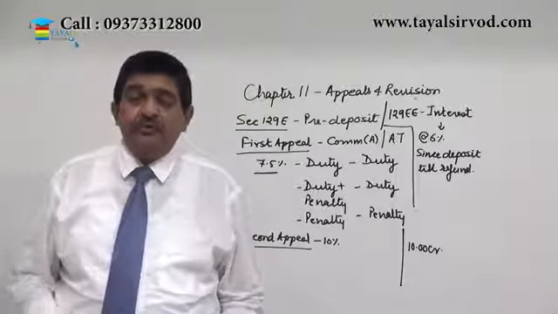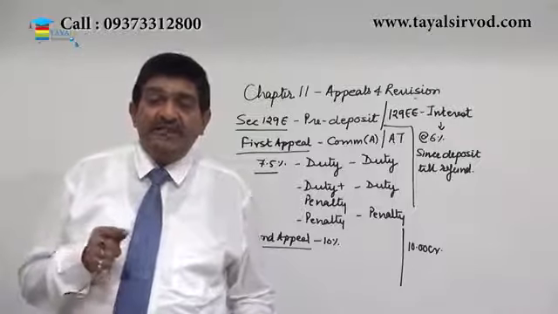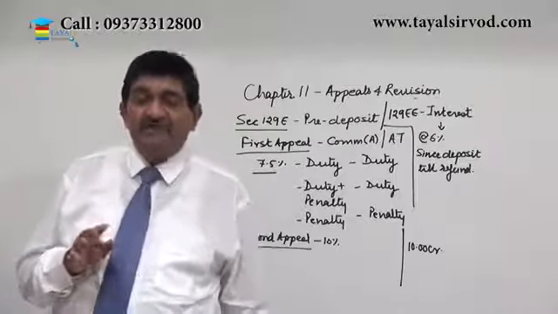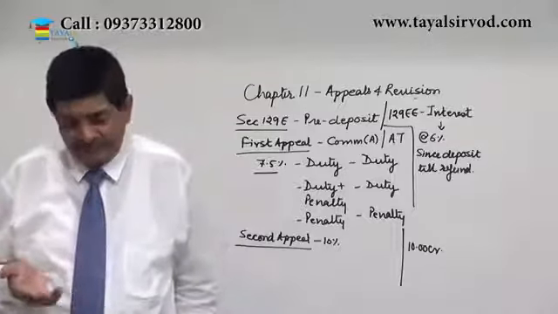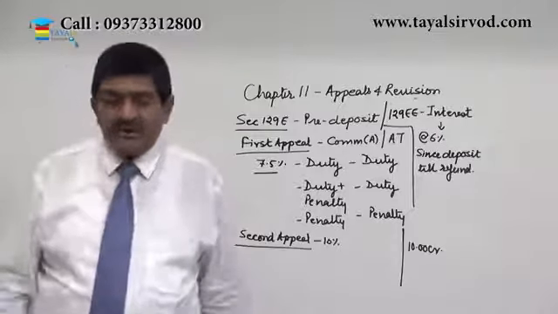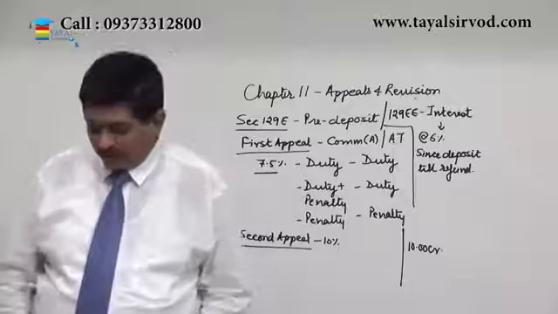Now we'll proceed to when the appeal is filed by the assessee and when the appeal is filed by the department, right? So we are taking up the appeal before Commissioner Appeals.